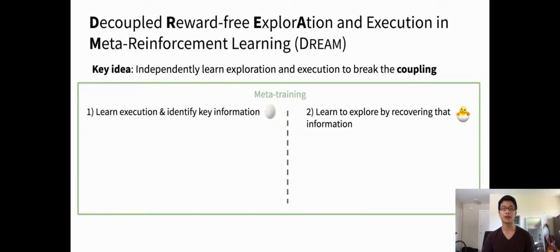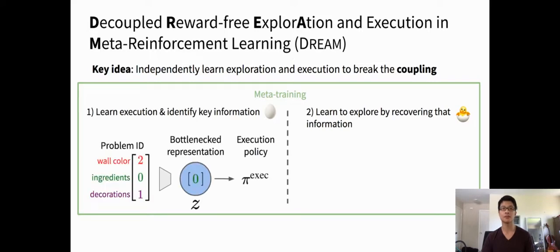The key idea behind our approach, which we call DREAM, is to avoid this chicken and egg coupling problem by learning exploration and execution behaviors independently from each other. From a high level, DREAM consists of two main steps. First, we learn an execution policy independently from the exploration policy and learn to identify key information required for execution. Then, once we've identified what information is necessary for execution, we learn an exploration policy to recover that information.